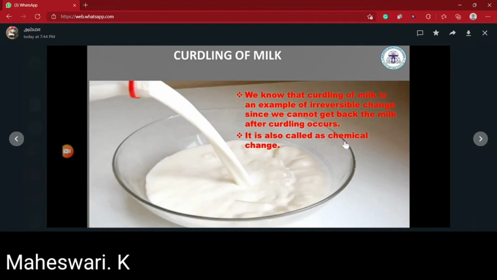Next, let us see curdling of milk. We know that curdling of milk is an example of an irreversible change, since we cannot get back the milk after curdling occurs. It is also called a chemical change.